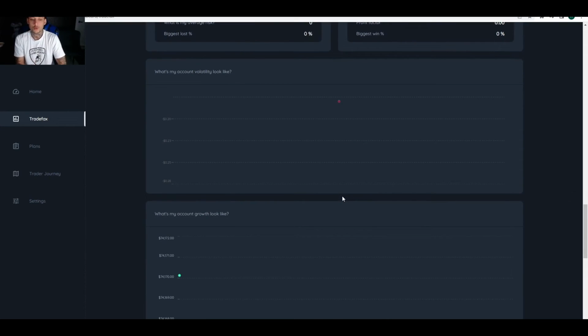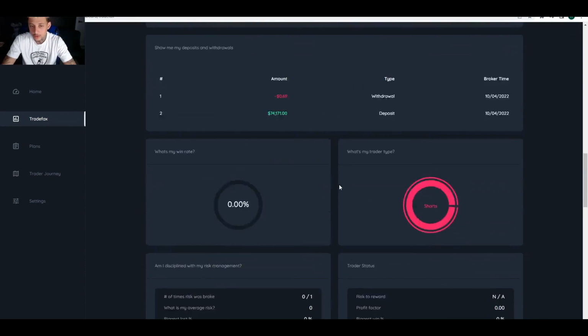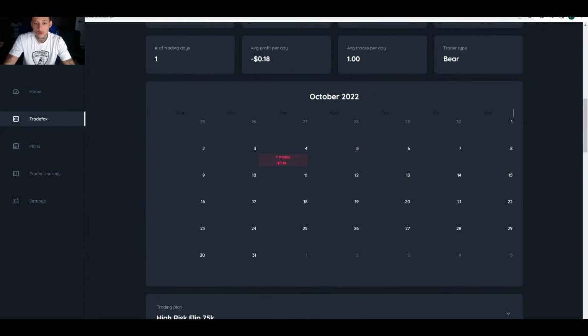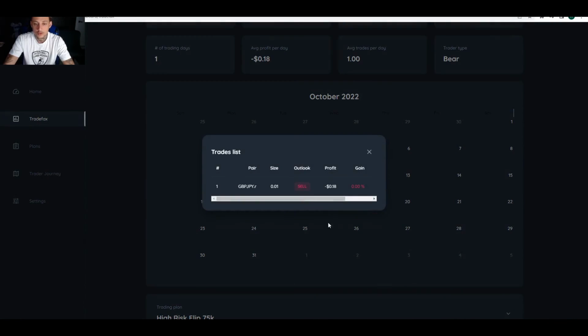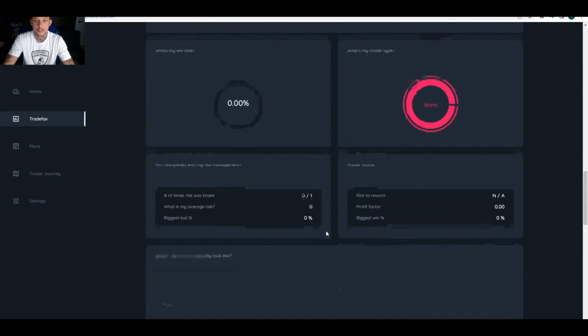And this is important because you want to be able to look at your losses and compare them to your wins, which you can also do here on the profit calendar as well, which, by the way, if you click on the day, you can see all the trades that you took on that specific day.